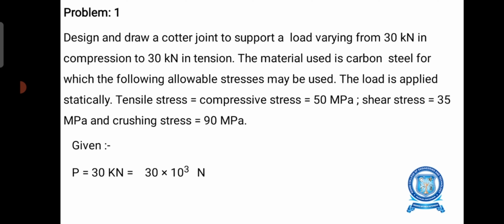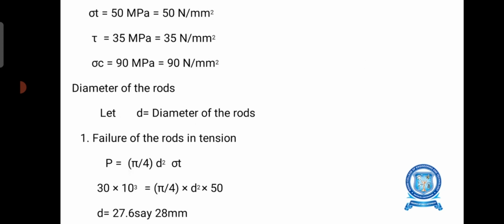Tensile stress equal to compressive stress equal to 50 megapascal. Shear stress equal to 35 megapascal and crushing stress equal to 90 megapascal. Okay, what data is given in our problem? Load P equal to 30 kilonewton, that means 30 into 10 to the power 3 Newton. Sigma T is 50 megapascal, that means 50 Newton per millimeter square. Then tau equal to 35 megapascal, that is 35 Newton per millimeter square. Sigma C equal to 90 megapascal, that means 90 Newton per millimeter square.